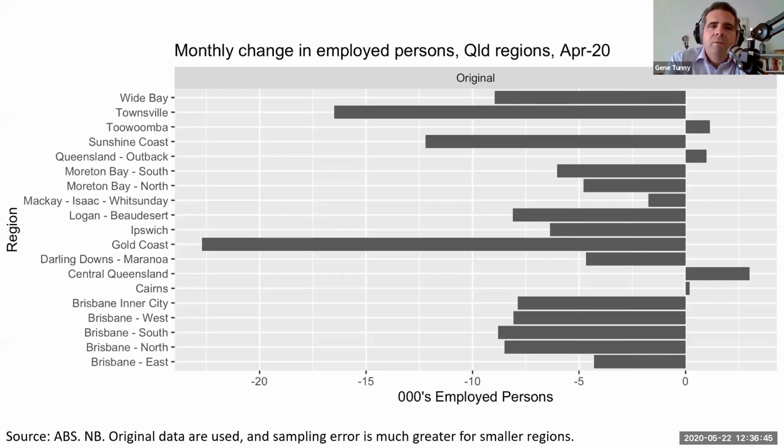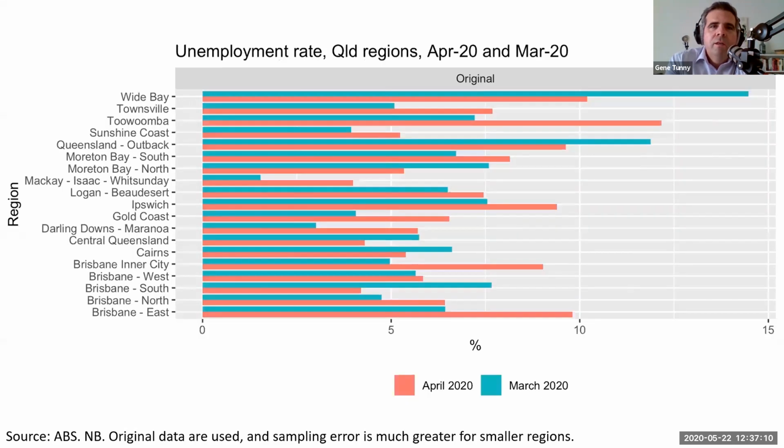We've seen a big loss of jobs on the Gold Coast, as you'd expect. These are the ABS data I'm showing now. There's a lot of sampling error in them, so some of the numbers look funny, but I wanted to put it up there to illustrate that we are seeing substantial job losses, thousands of job losses in the regions across Queensland, around 23,000 on the Gold Coast. Unemployment rates are spiking up generally.